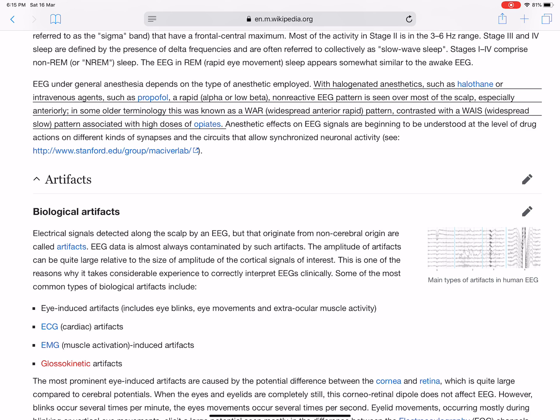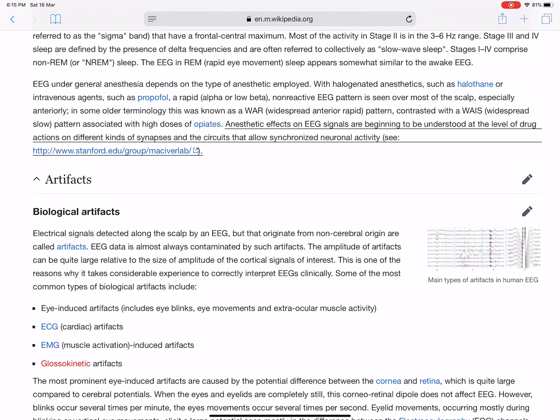In some older terminology, this was known as a WAR, widespread anterior rapid pattern, contrasted with a WACE, widespread slow pattern associated with high doses of opiates. Anesthetic effects on EEG signals are beginning to be understood at the level of drug actions on different kinds of synapses and the circuits that allow synchronized neuronal activity.